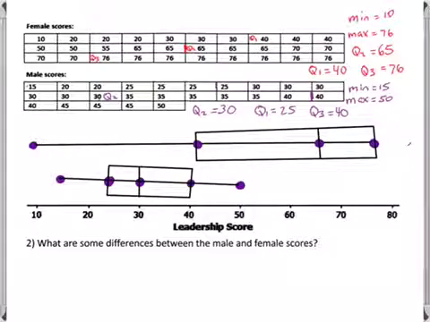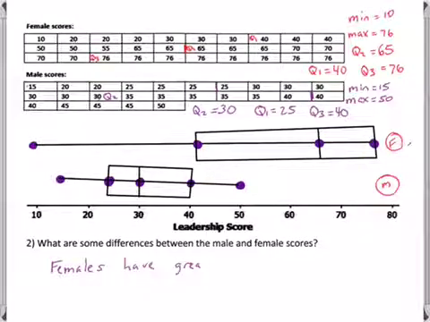All right, so we have our box and whisker plots. The top one being female, the bottom one being the box plot for the males. And so the next part asks, what are some of the differences between the male and female scores? And there are a lot of different things you could come up with here. You should notice that the female scores have the greater range. They also have the greater IQR, or interquartile range. Females have the higher median.